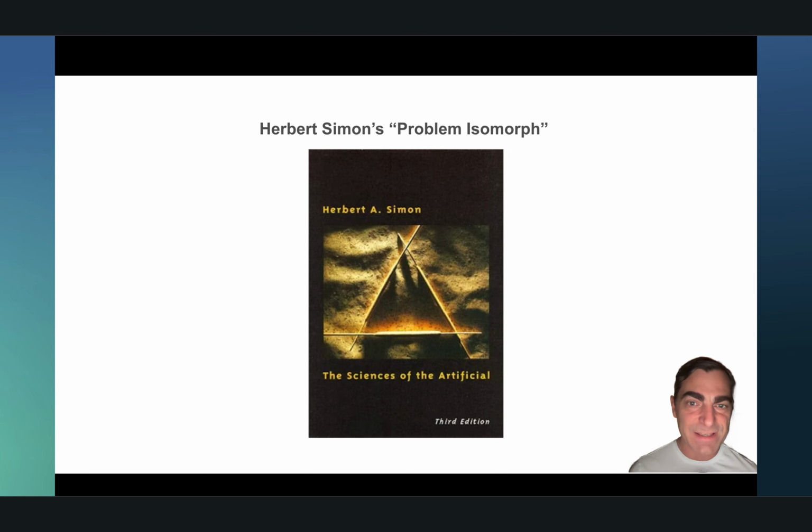So this is expressed in a fantastic book called The Sciences of the Artificial, and also from other sources. So this is what Herbert Simon calls problem isomorph, and it's a perfect example or perfect explanation for why certain visualizations work so well.